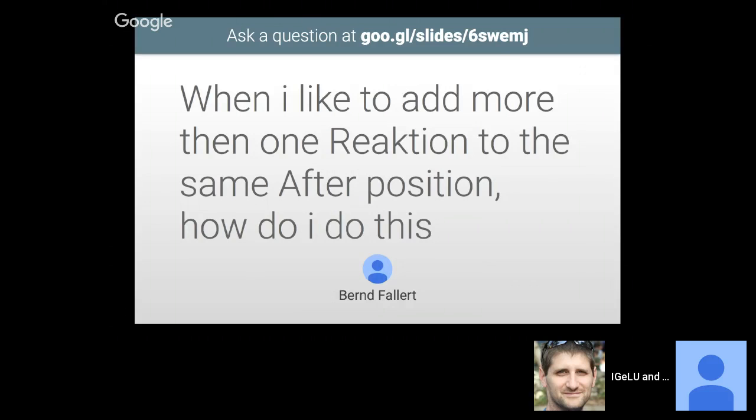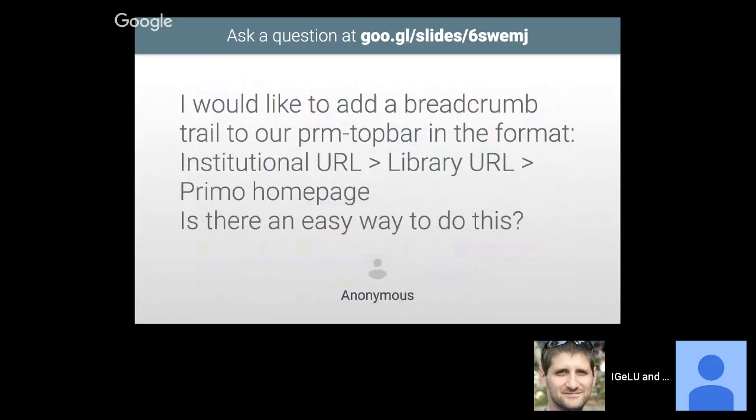Yes. So the next question is, I would like to add a breadcrumb trail to our PRM top bar in the format institution URL, library URL, Primo homepage. Is there an easy way to do this? Are these hard-coded links or something that needs to be dynamic in any way? I have no idea.